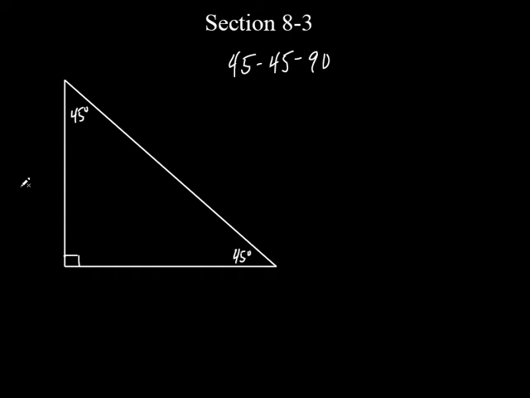What do you think is true about these two sides right here if these two angles are both 45? They're the same. They're equal to each other. And of course, this is the hypotenuse. Let's call this side A. Remember, if this is 45, 45, 90, these two sides are equal, correct?